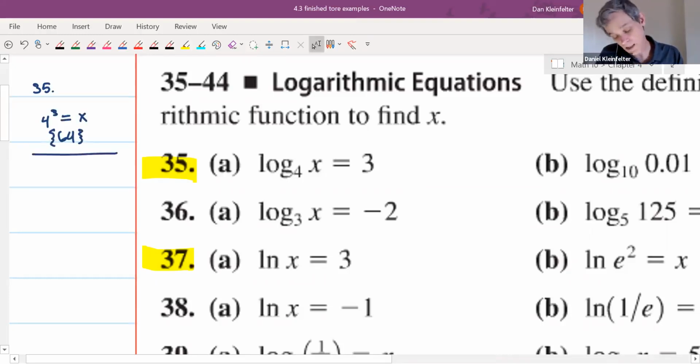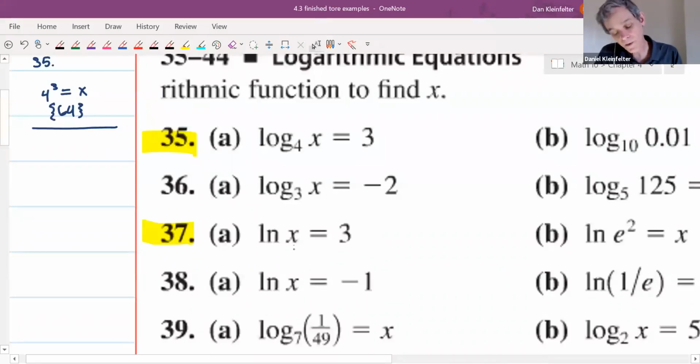Okay, let's try 37. 37 says the natural logarithm of x is equal to 3. If that helps you, you can go ahead and rewrite that as log base e of x equals 3. And then you can rewrite that in exponential form too. So e to the third power is our x. X equals e cubed. For our class, you can leave that as e cubed.